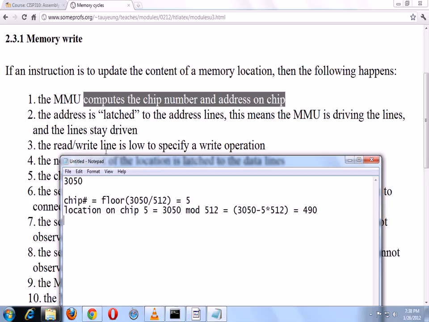Yes? Just a quick question to make it clear. If X is lower than 512, it will be on chip 0 no matter what? If the location is less than 512, there will be location 0, yes.